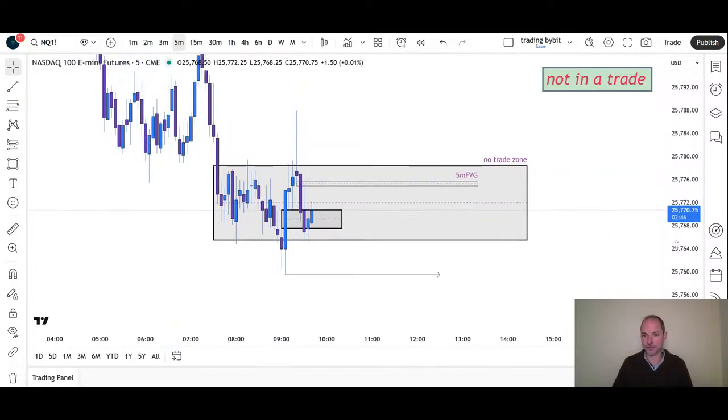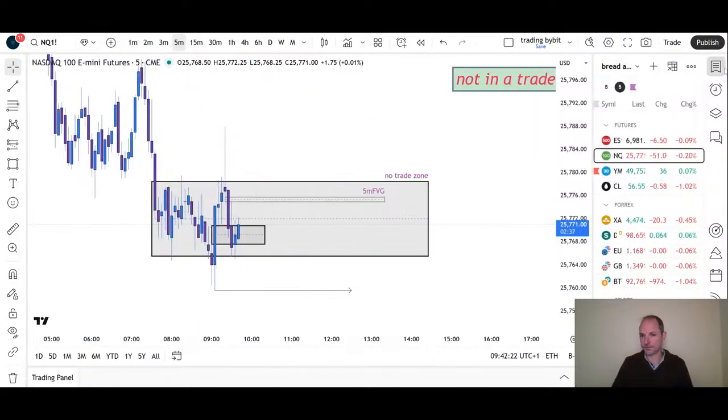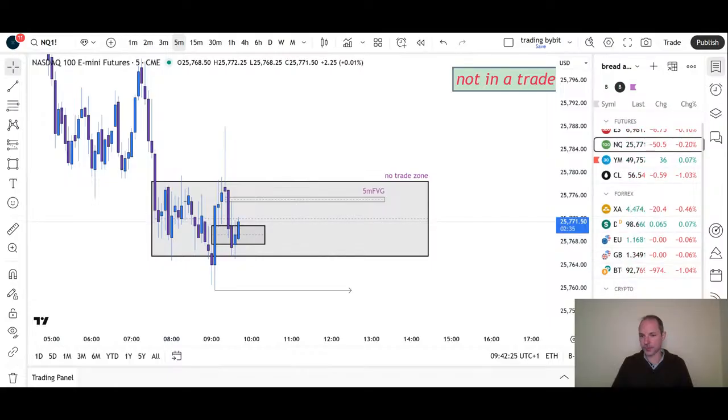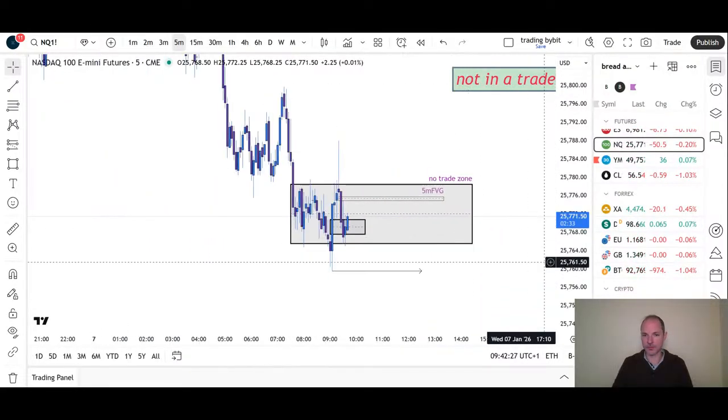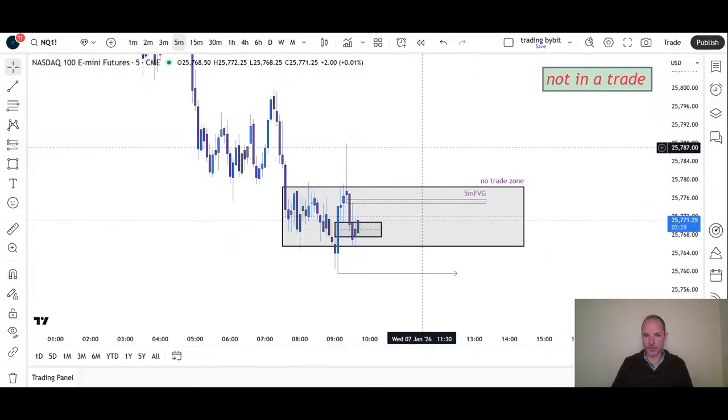That's all. As long as we're inside this black or gray zone, I'm not touching it. It's highlighted on my screen. I'm not in a trade, so make sure if you do take a trade that you know why you take something.